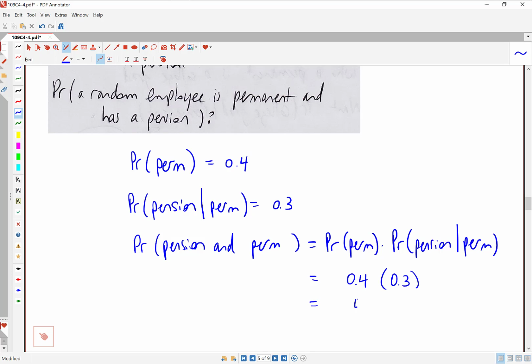If you multiply those together, you get 0.12, or in other words, 12%. So the probability that an employee at this company has a pension and is permanent is 12%.